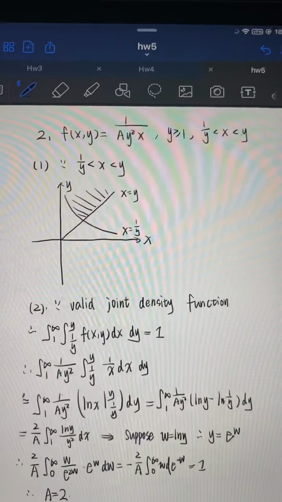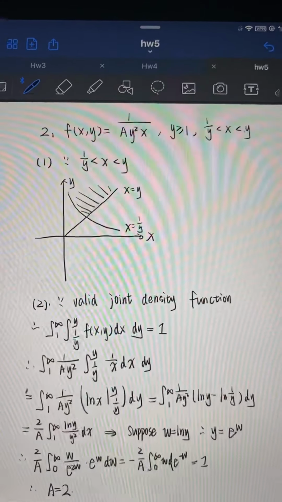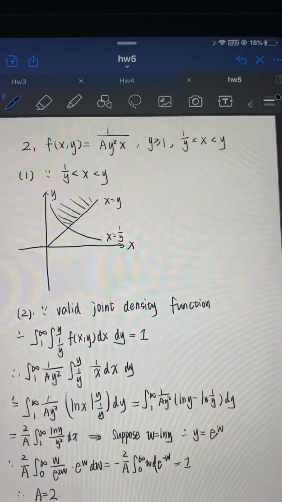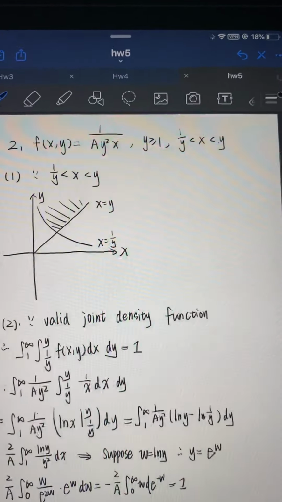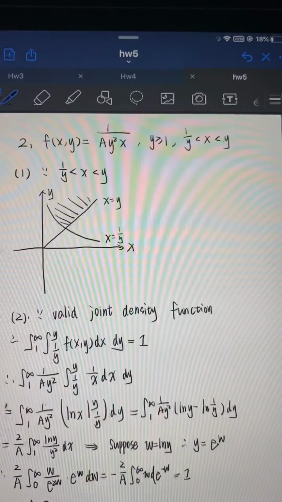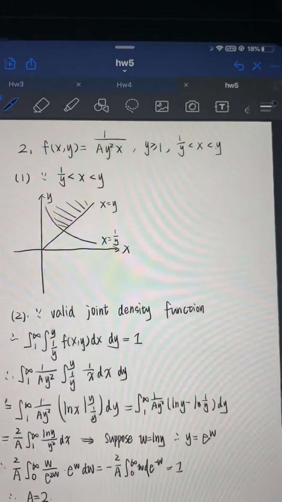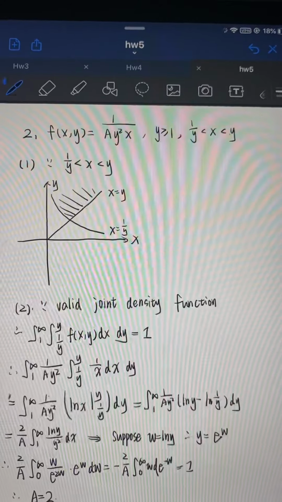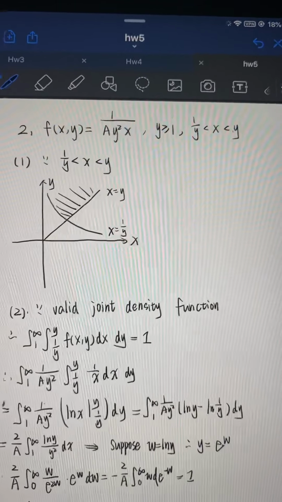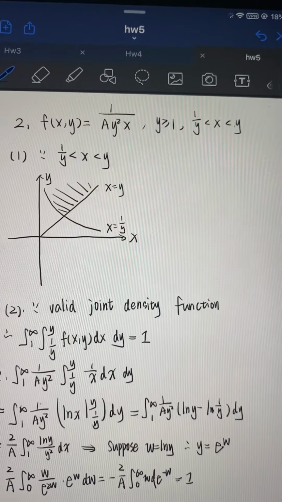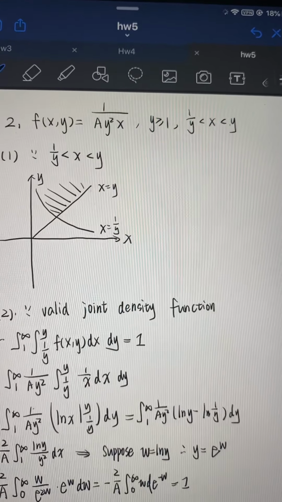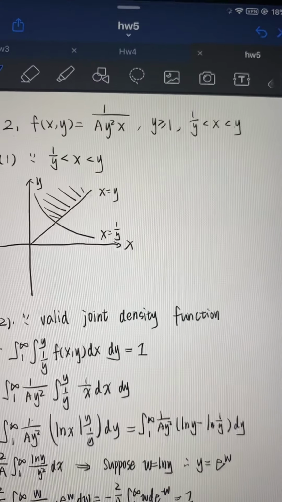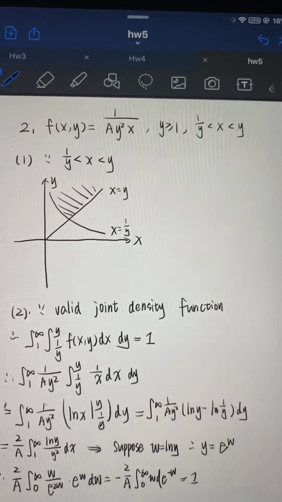From the question, we can see that there are two boundaries. They are x equals 1 divided by y and x equals y. So we draw these two. In the picture, we can find that between them there is a shadow part, and the non-zero definition region of f(x,y) is in this shadow part.